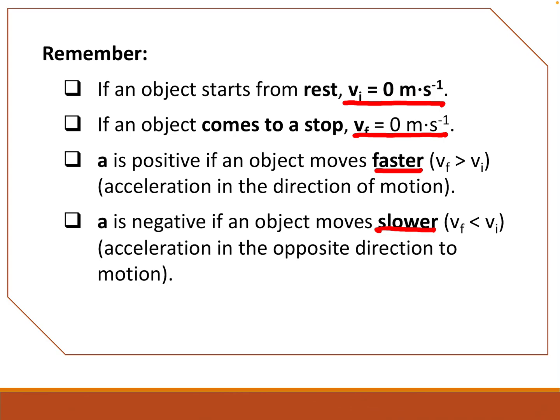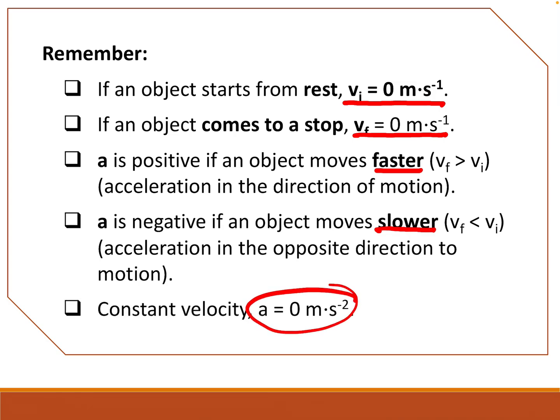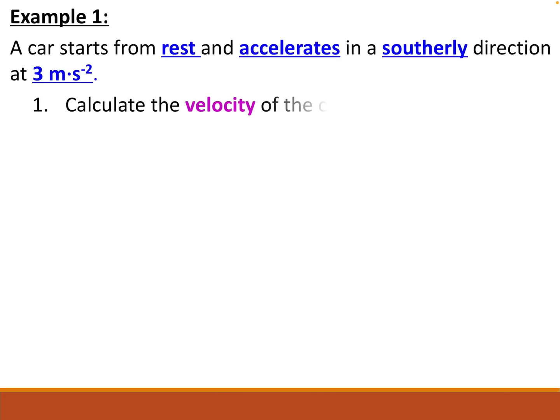We've now laid the foundation. The best way to learn how to do this is to do examples. And of course, constant and uniform mean the same thing, exactly the same thing. So, I've underlined and put into color the important words. You really need to be able to work these out from the question. So, a car starts from rest, accelerates in a southerly direction at 3 meters per second squared. I'm taking southerly as my positive direction because it's what's given to me. From rest means initial velocity is 0. It accelerates, so I have an acceleration.